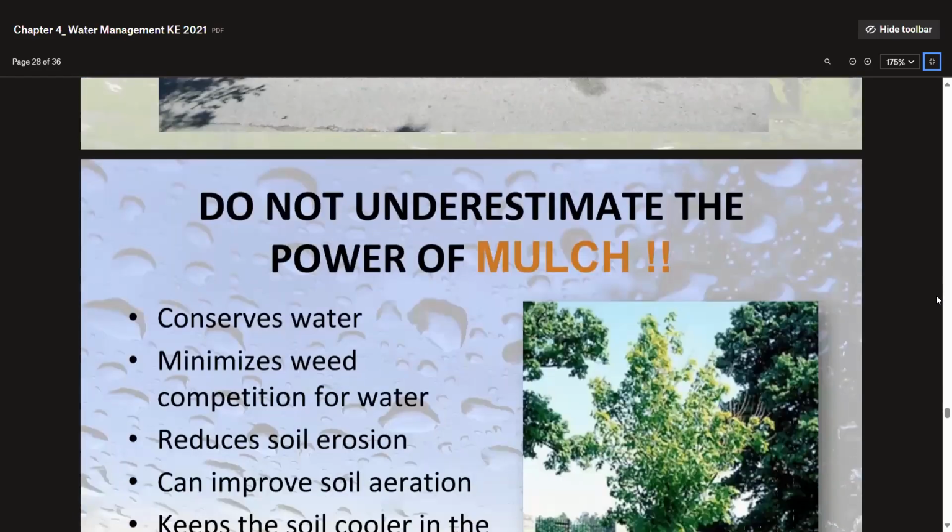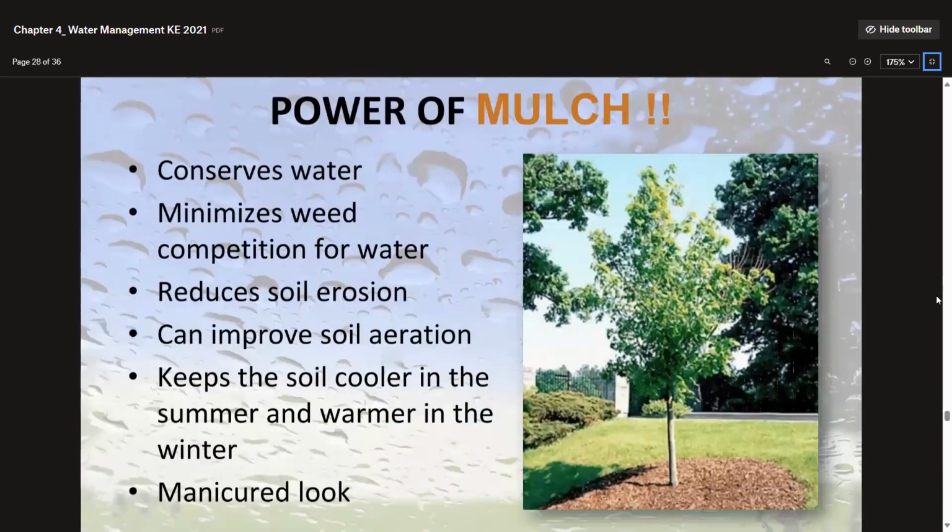All right, don't underestimate the power of mulch. Boy, mulch, mulch, mulch. It conserves water. It minimizes competition from weeds, right? So it gets rid of some of the weed competition. It reduces soil erosion, stops that from happening. It can improve soil aeration because it encourages the little worms and all that kind of stuff and bugs moving through the soil, right? Keeps the soil cooler in the summer and warmer in the winter. And it creates that nice manicured look.